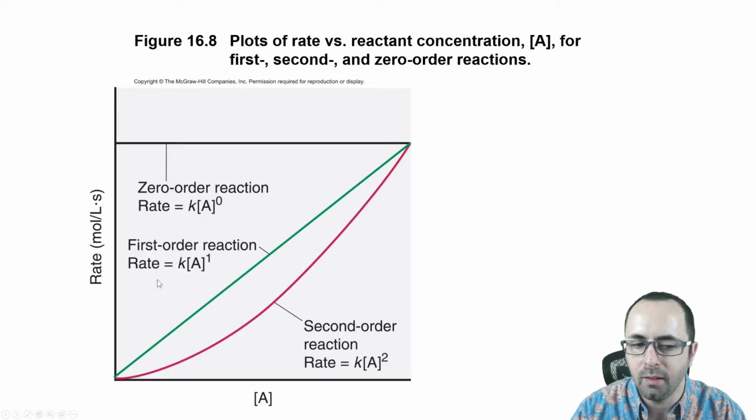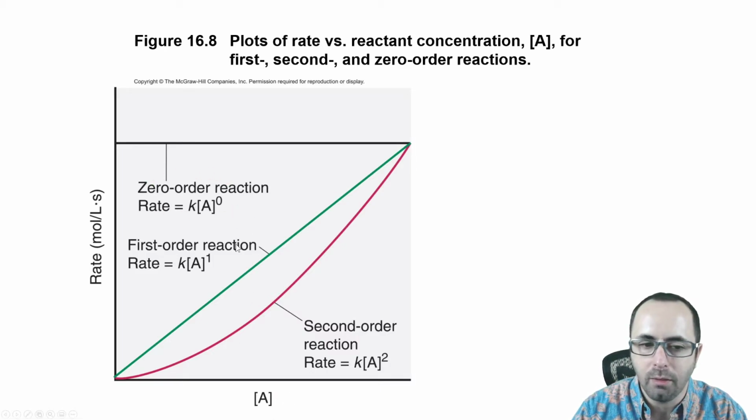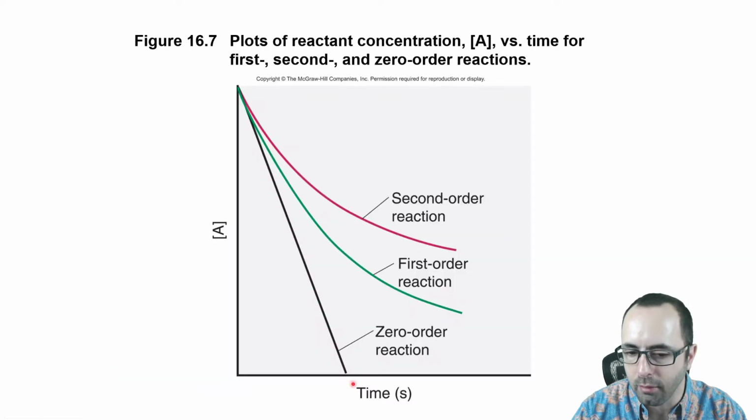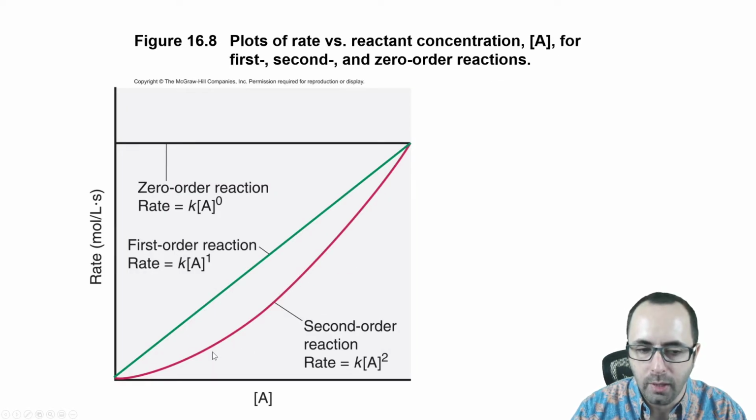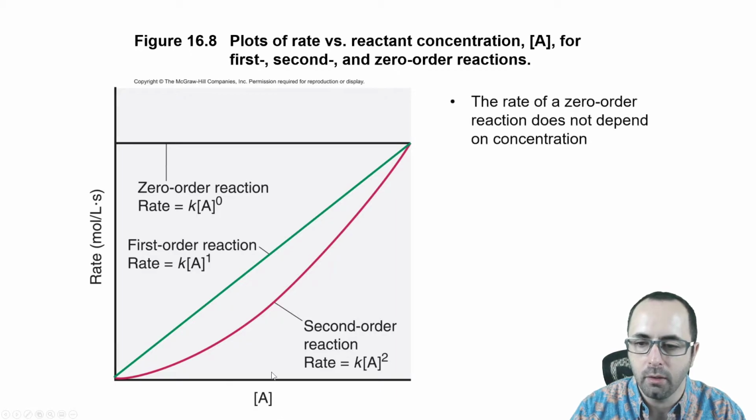Another way to look at this is in terms of the rate as compared to the concentration. Again, for a zero order reaction, the rate does not depend on the concentration, so the rate is constant throughout. That is just saying that the slope on the last graph was constant. The slope did not change. For a first order reaction, if the concentration of the reactant is doubled, the reaction rate will also be doubled. It's linear with respect to the concentration here.